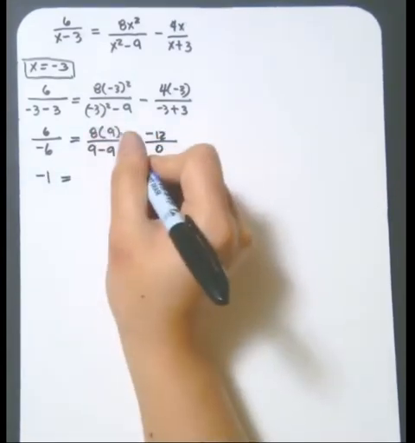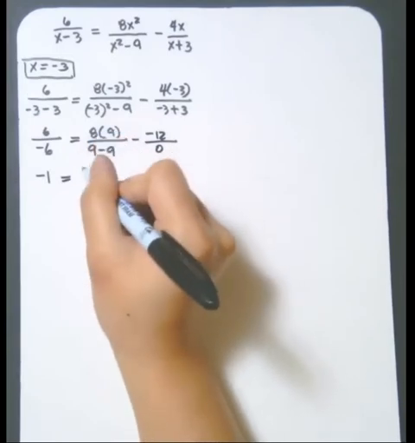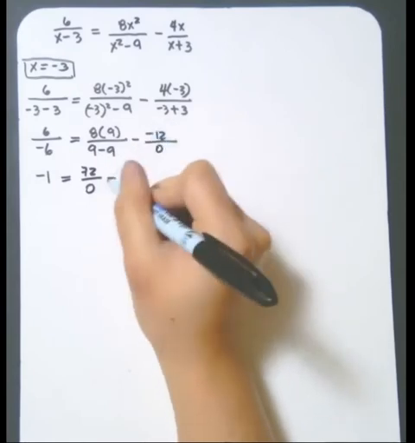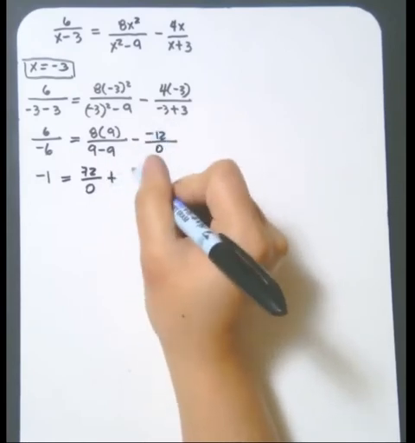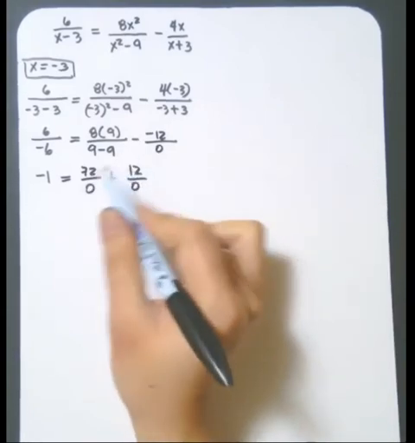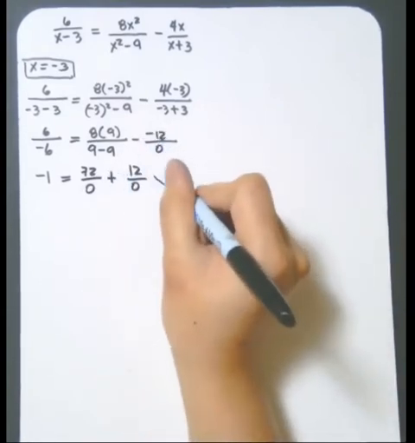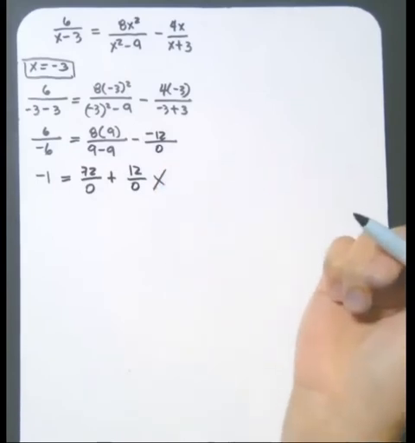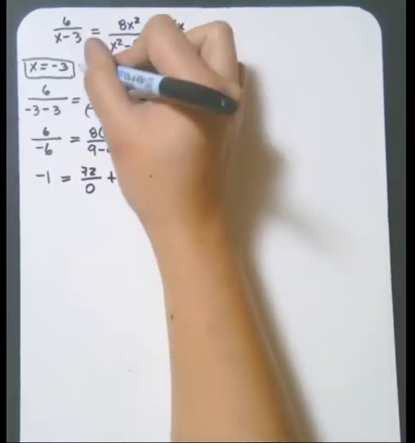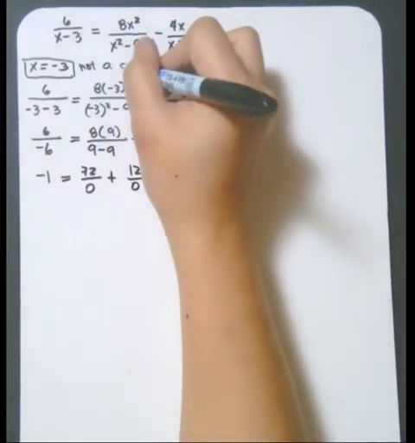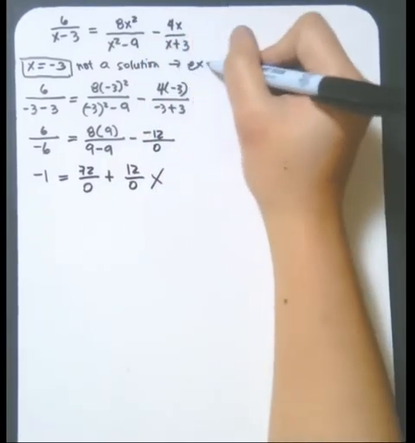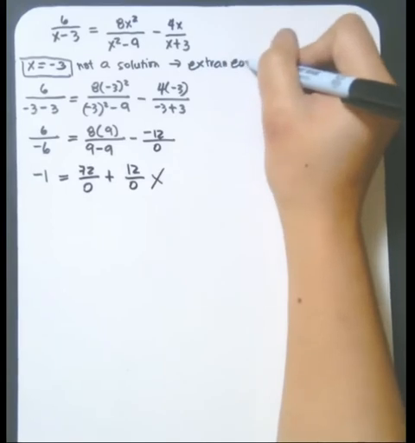Equals 9 times 8 is 72 over 9 minus 9, 0, plus 12 over 0. Since we do have undefined terms here, that means this is not a solution. Not a solution. So this is an example of an extraneous solution.